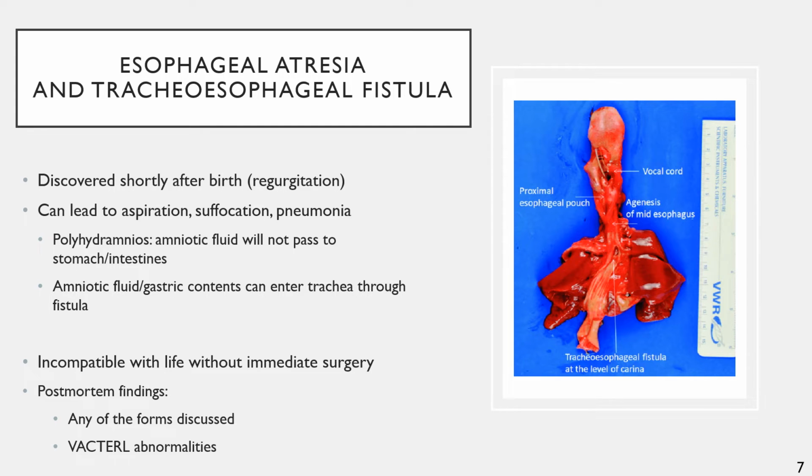So as a forensic PA, this is something we could see at autopsy, and we would see any of those forms I had previously shown, and possibly with any of the VACTERL abnormalities I had listed. So this image is from an infant's autopsy which is demonstrating a few different things, including a congenital laryngeal and upper tracheal atresia below the vocal cords, esophageal atresia with tracheoesophageal fistula, agenesis of the mid-esophagus, so lack thereof, and a fistulous connection between the distal esophagus and carina.